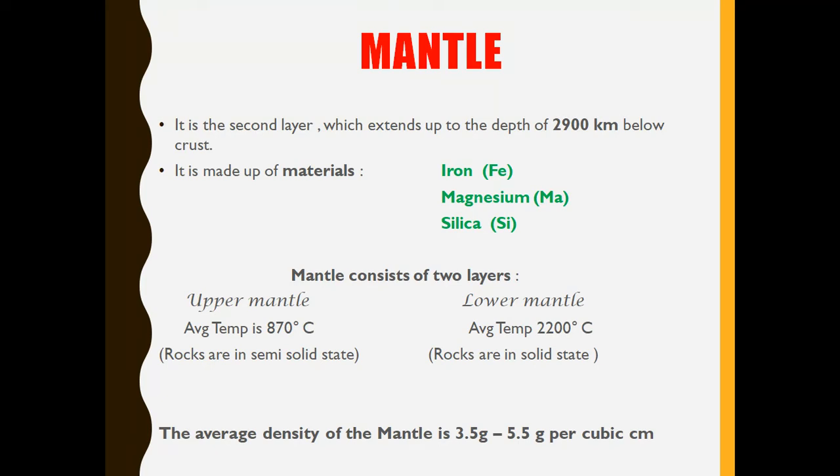Upper mantle, the rocks are mostly in the semi-solid state, and the average temperature is 870 degrees centigrade. Lower mantle, here the rocks are in a solid state and the average temperature is 2200 degrees centigrade. The average density of the mantle is 3.5 gram to 5.5 gram per cubic centimeter.